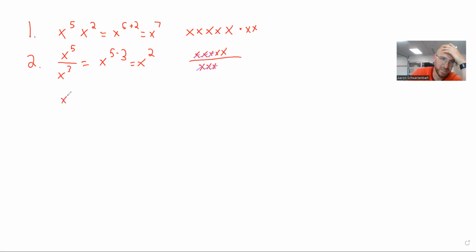An alternative to this would be the other way around. Now I've got 3 x's on top, 5 on the bottom. That leaves me 2 on the bottom.